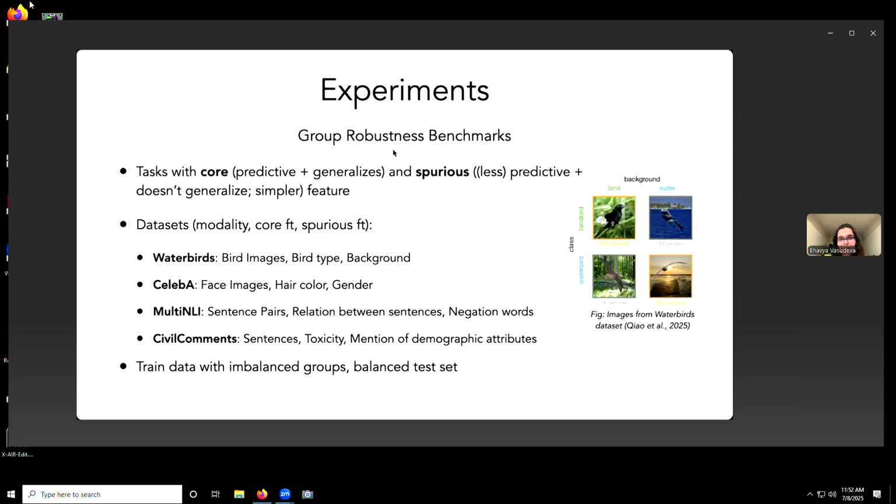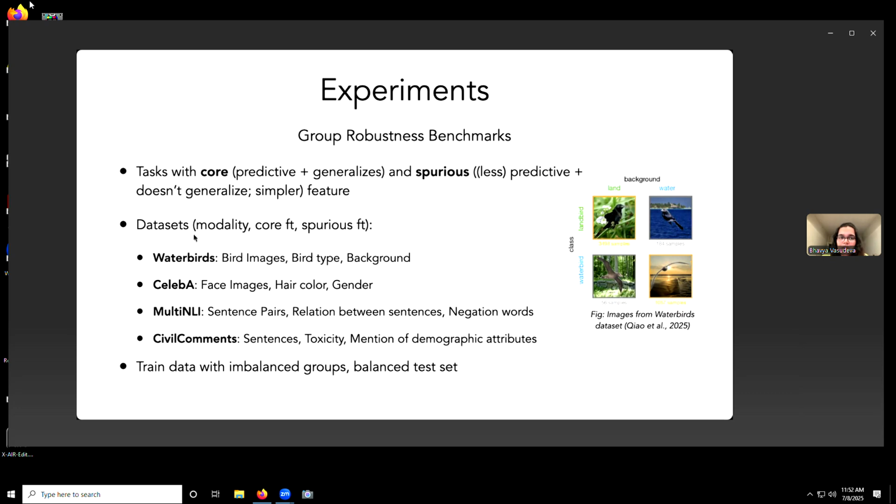Next, we consider different group robustness benchmarks. In these datasets, generally there are two types of features. There's a core feature which is predictive and also generalizes, and a spurious feature which is much simpler than the core feature and can be less predictive, but doesn't generalize under some distribution shifts.